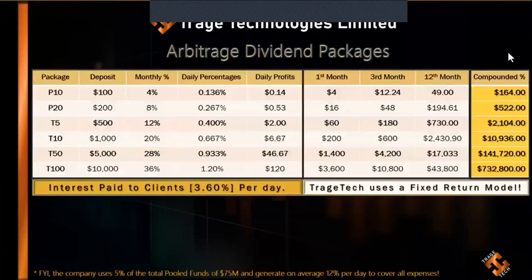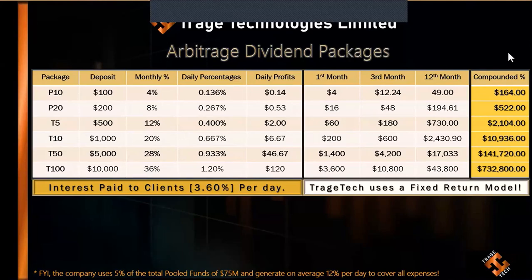Now, here are the arbitrage dividend package levels. P10, it's $100. They're going to pay you 4% a month. That's 48% a year. How much does your bank pay you? Your 401k, your SARSEP, your Keogh, your TSP. They don't pay you 4% a month or 48% on your money, do they? What type of place is this? Who pays 48% a year? Hint: starts with an H, ends with a D.